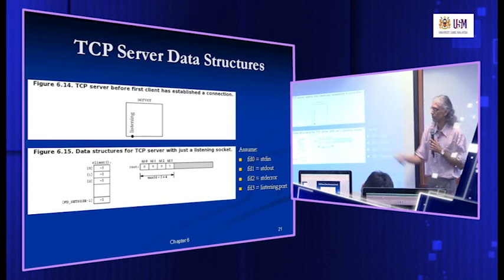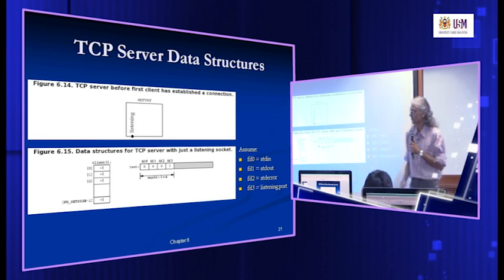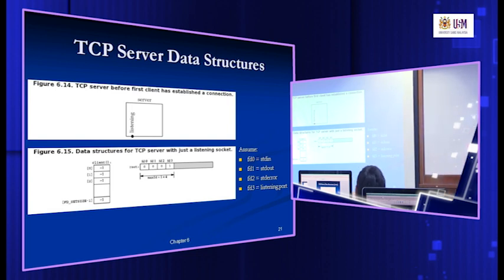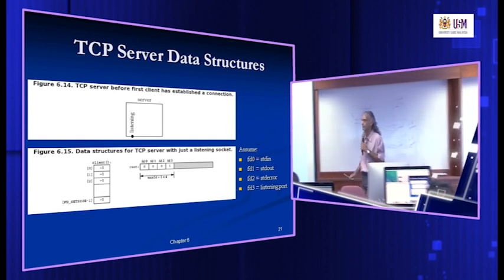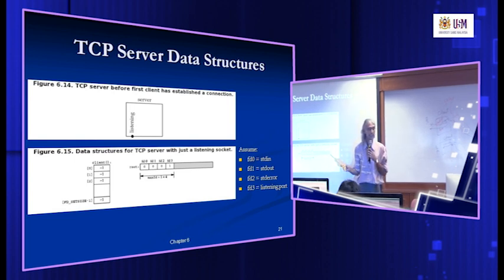In this case, we assume that FD0, the first descriptor, is reserved for standard input, the second for standard output, and then the error. We do not want to monitor the standard input on the server side, because there's no user interaction with the server. Everything is coming through the socket from the client. So we're not going to monitor standard input and standard output. We set them to 0. We're only going to monitor the listening port, so we set the listening port to 1.